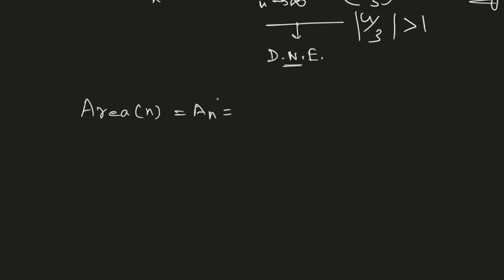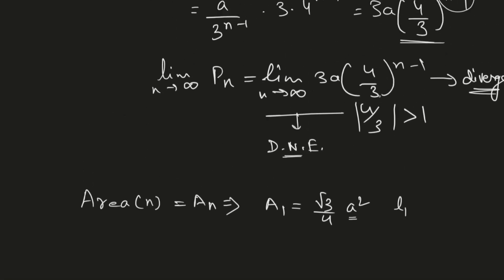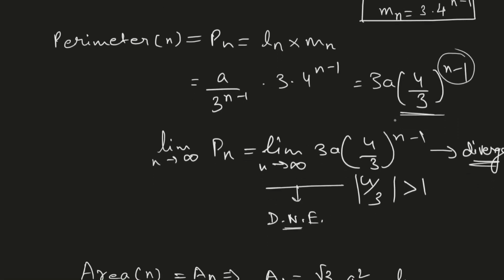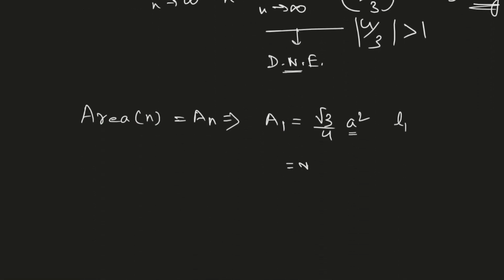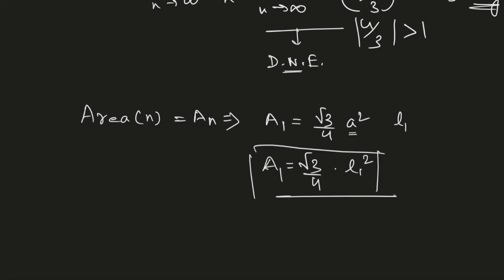Okay, so for the first one, if I check, I would have A1 would be root 3 by 4 a square, and a is basically the length of the first one, right? So I was using this variable called ln. I'll use it here because I want to simplify my problem. So root 3 by 4 times l1 square, this is my area 1, right?